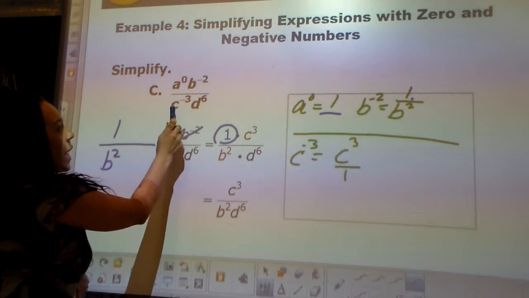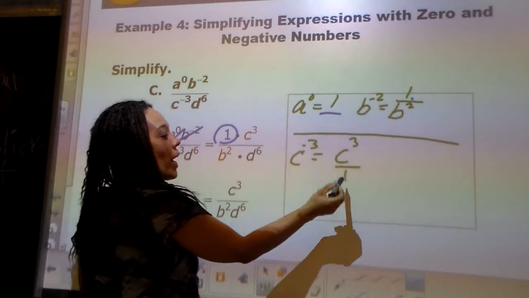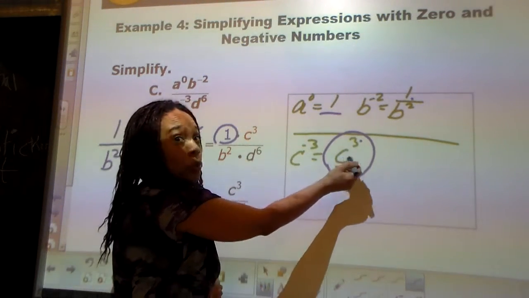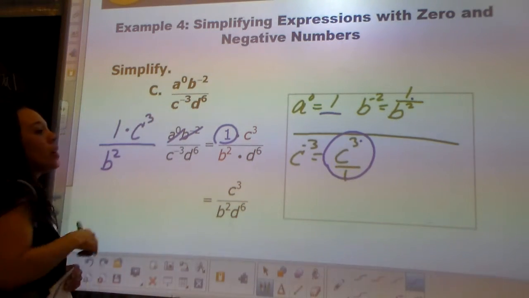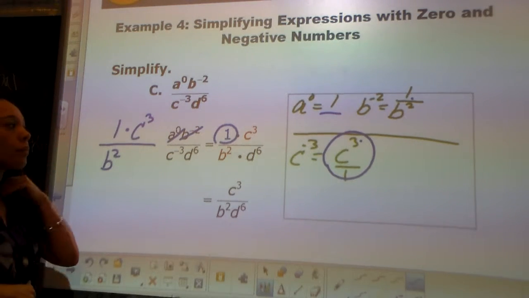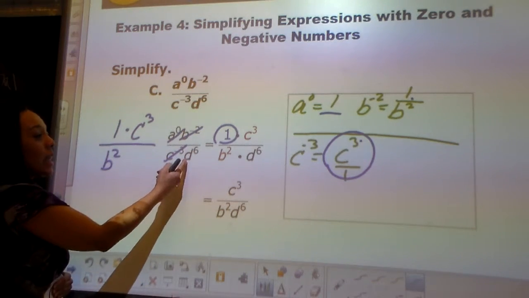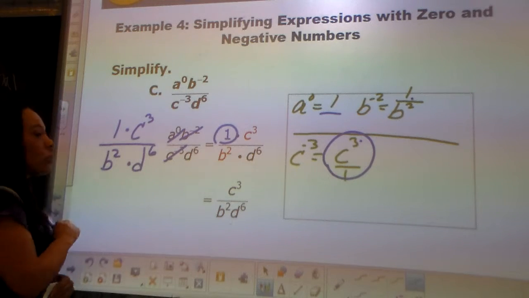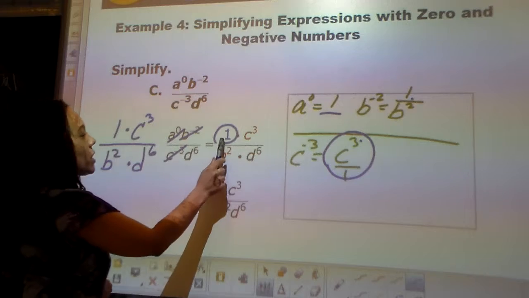So originally I had c to the negative 3rd in the denominator, but what I did was I pulled it out to make it c to the 3rd is now in a numerator. So up here I put times c to the 3rd, because I need to list what's going in numerator, what's going in denominator. So that handles this term, and d to the 6th is still there. That's an okay term to work with, okay? So that's how they got this over here.